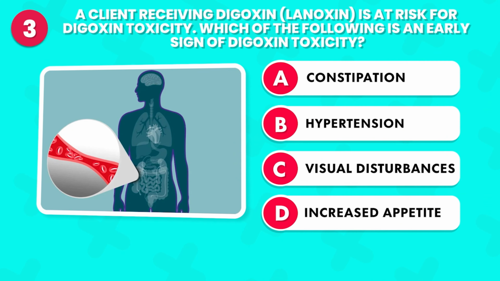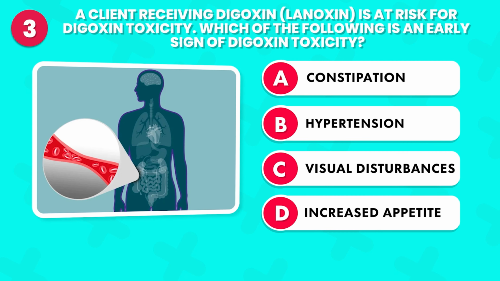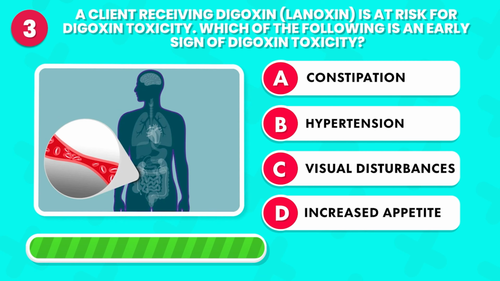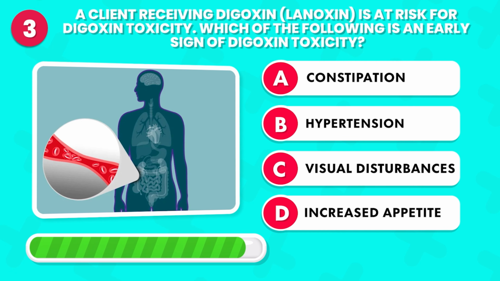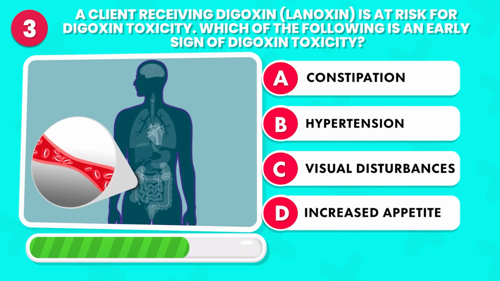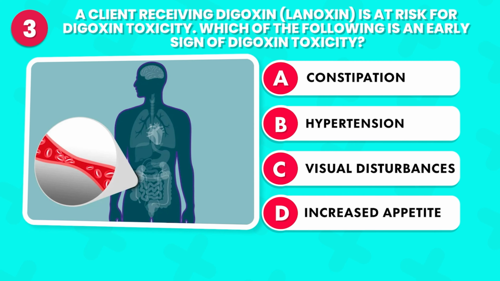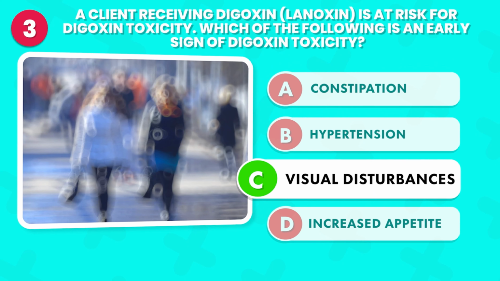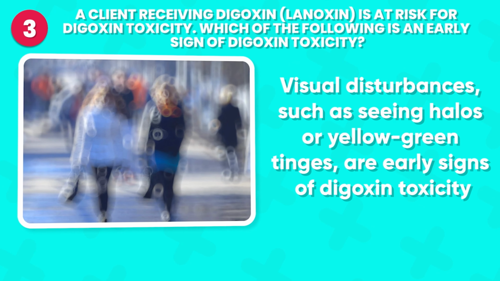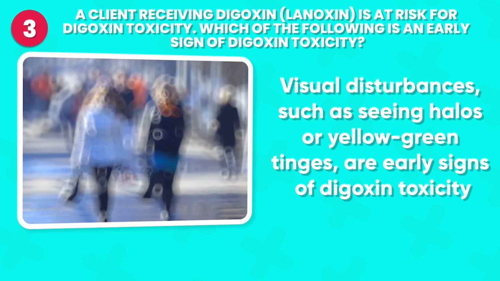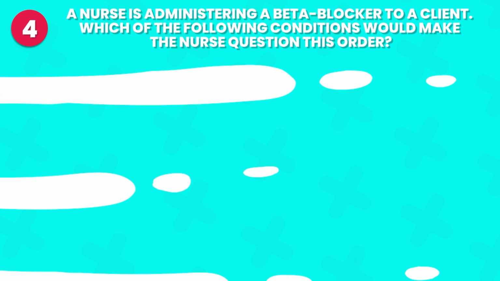A client receiving digoxin, Lanoxin, is at risk for digoxin toxicity. Which of the following is an early sign of digoxin toxicity? A. Constipation. B. Hypertension. C. Visual disturbances. D. Increased appetite. It's C. Visual disturbances. Visual disturbances, such as seeing halos or yellow-green tinges, are early signs of digoxin toxicity.